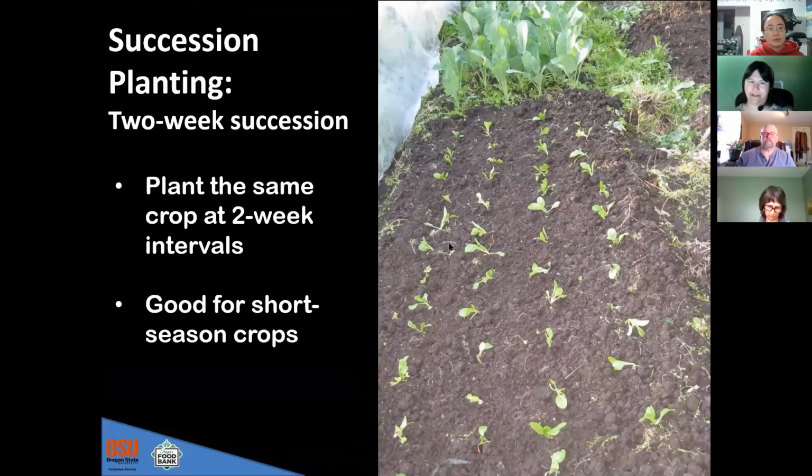I mentioned briefly this thing called succession planting, and that is when you plant crops over a period of time. This is good for short season crops, or when you're transitioning from spring crops to fall crops. For example, garlic wants to go in the fall, and it overwinters. You would want to plant garlic after you've taken out your spring and summer crops and have that space available.